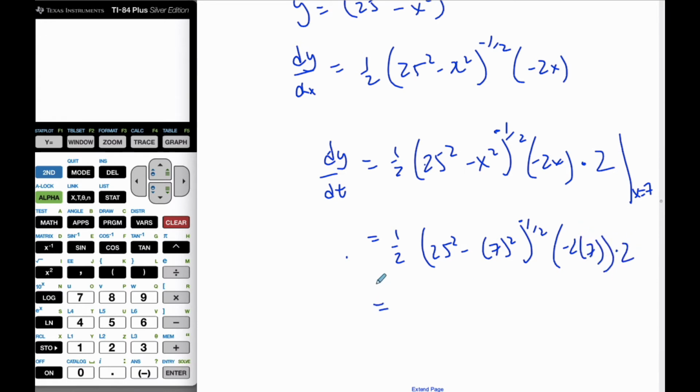And when I do this whole calculation, and if I look at my notes, I can figure it all out. I know that it ends up being negative 7/12 feet per second. I just did this with my notes or the calculator.